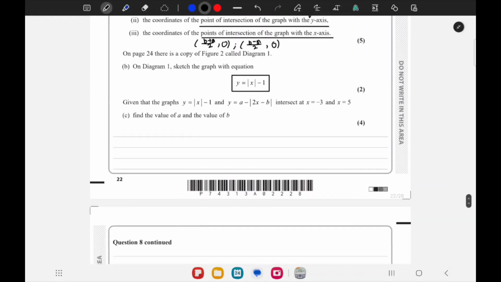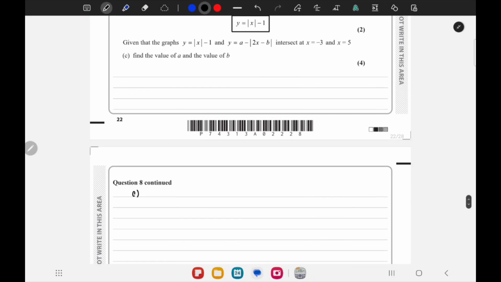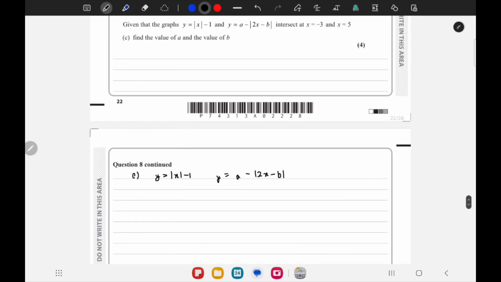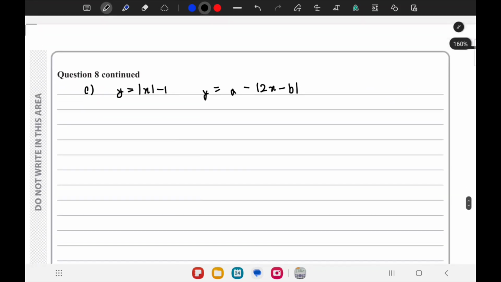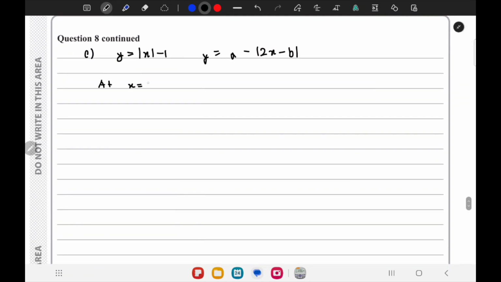Now on to part C. We are given that mod x minus 1, and the graph we had before, a minus 2x minus b, intersect at x equals minus 3 and x equals 5. So at x equals 5, y is 5 minus 1, so 4. So 4 equals a minus 2 into 5 minus b. So 4 equals a minus modulus 10 minus b.